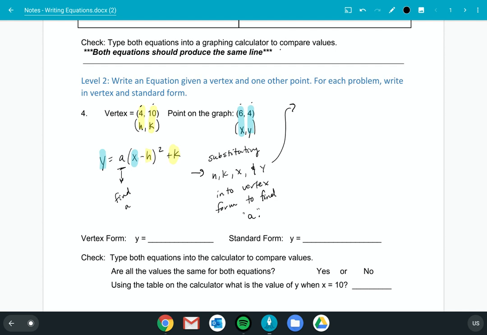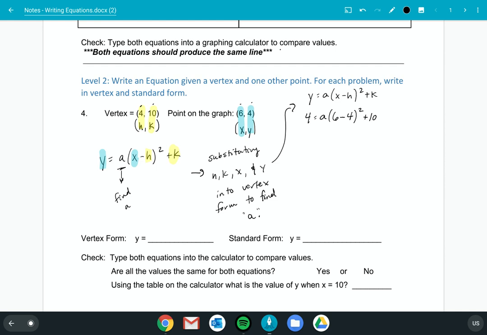So I'm going to start up here. I'm just going to write the vertex form first, just so you guys can see where the numbers are going in the formula. So I'm just going to substitute my numbers in. My y value was 4. I don't know a. My x value was 6 minus my h value, which was 4, squared, plus my k value, so the y value of the vertex, which is 10. I've got to solve this out very similar to what we've talked about in past videos using my order of operations.